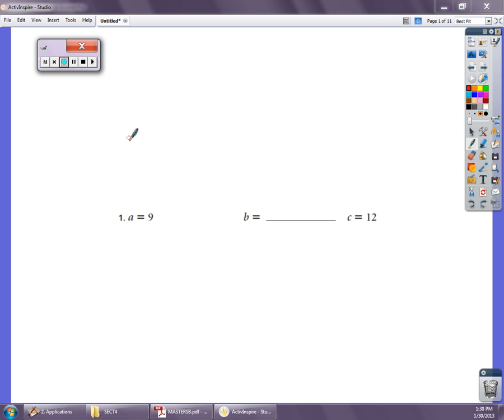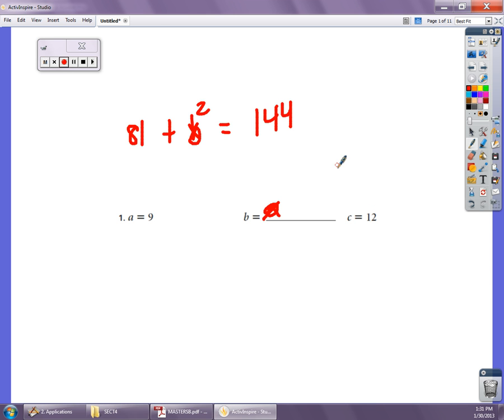a squared plus b squared equals c squared. So I'm going to make the b the x. Actually, I could call it b. So 9 squared is 81 plus b squared, because I have to square the b, is equal to 12 squared, which is 144. I subtract 81 on both sides. 144 minus 81 is 63. So b squared equals 63.